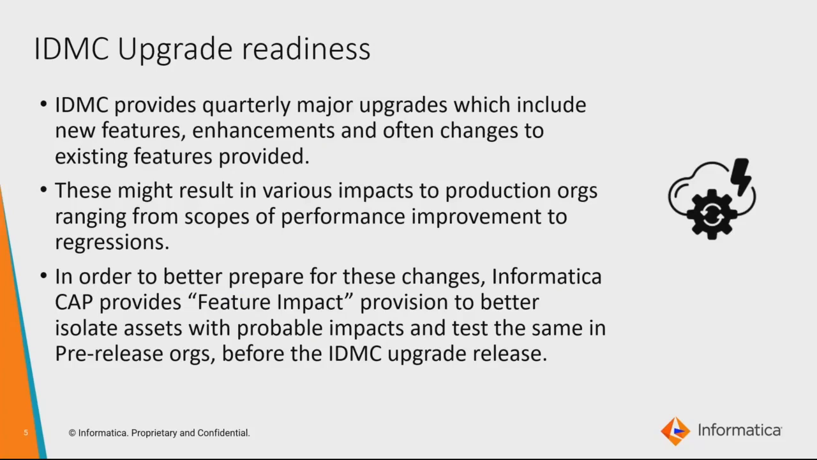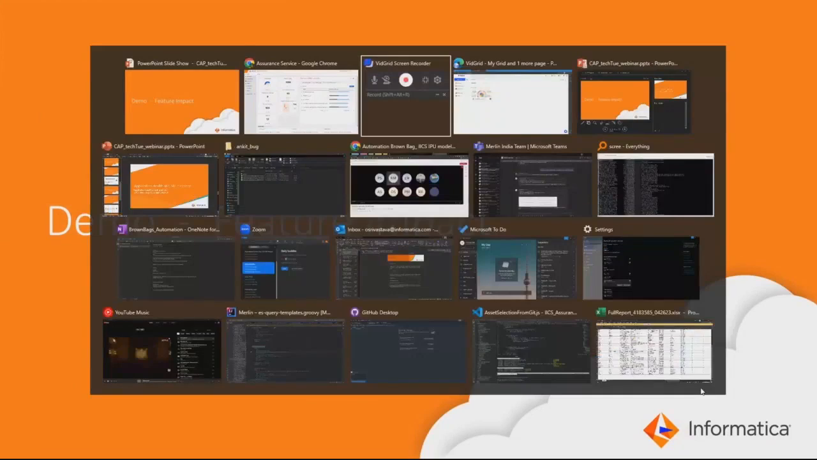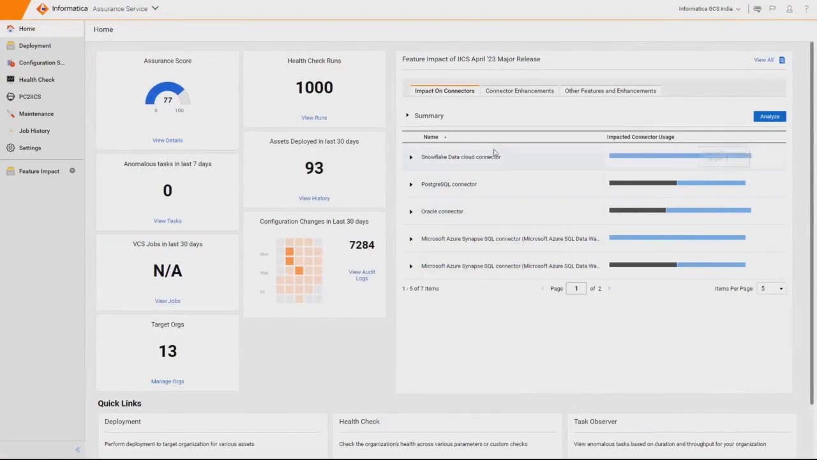In order to better prepare for these changes, Informatica Cloud Assurance provides a functionality called feature impact to isolate assets with probable impacts and test the same in a pre-release org before the IDMC upgrade release impacts our production orgs. So let's go and see a quick demo of the same.